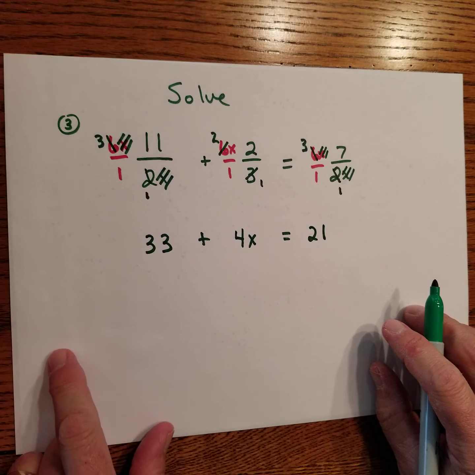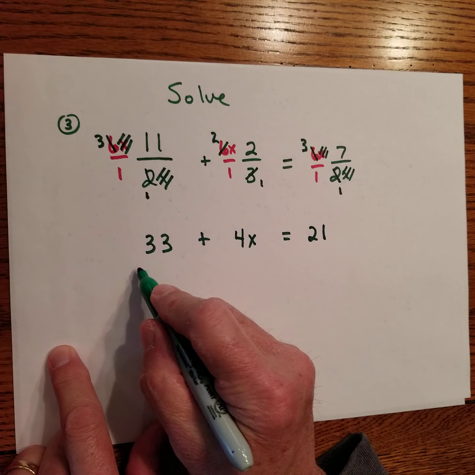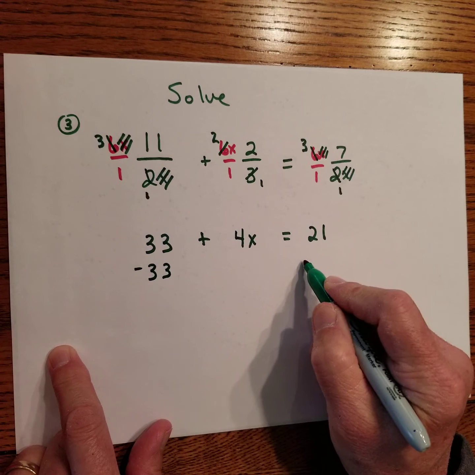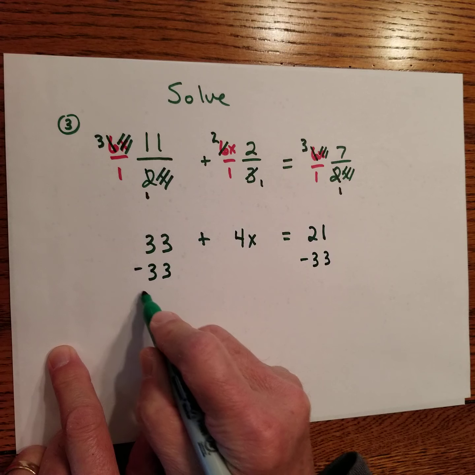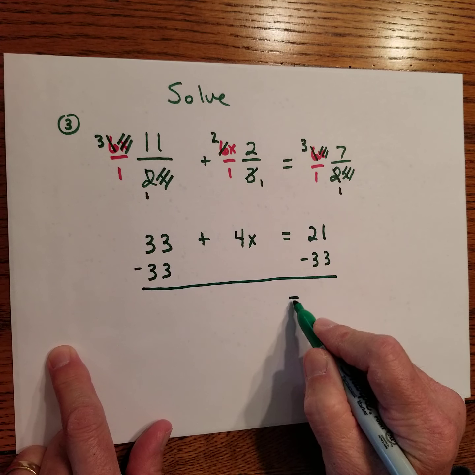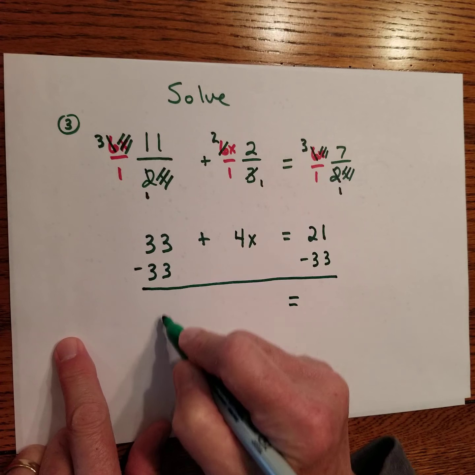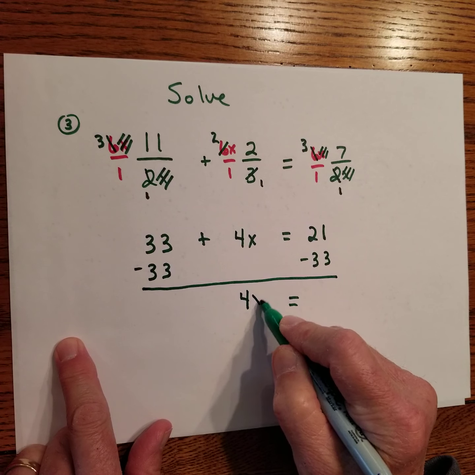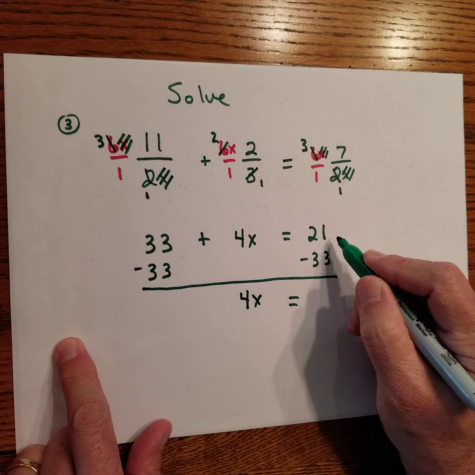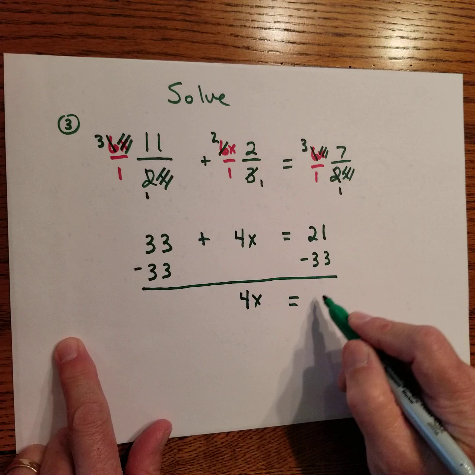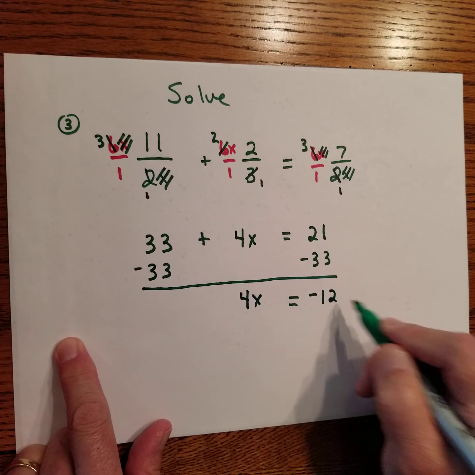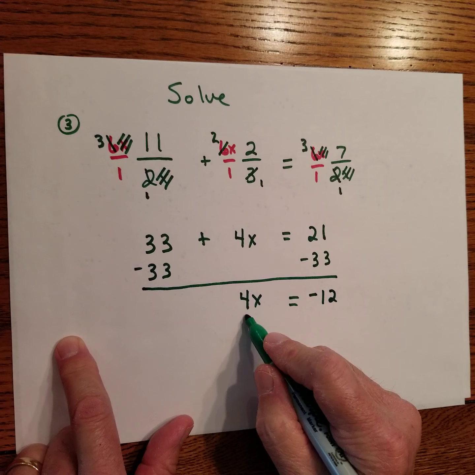Now solve for x. Let's get rid of this 33. 33 minus 33 is 0. Copy the 4x. 21 subtract 33 is negative 12. And divide.